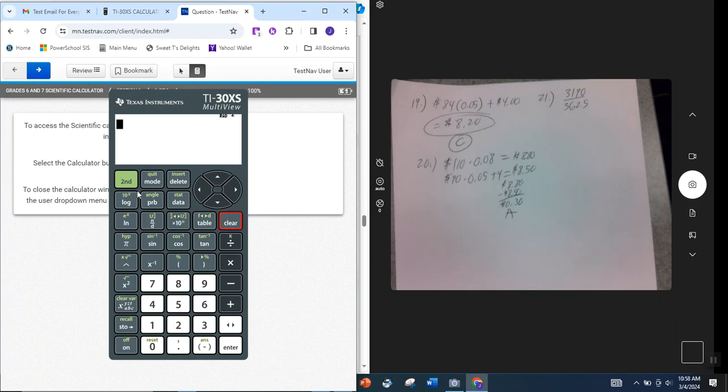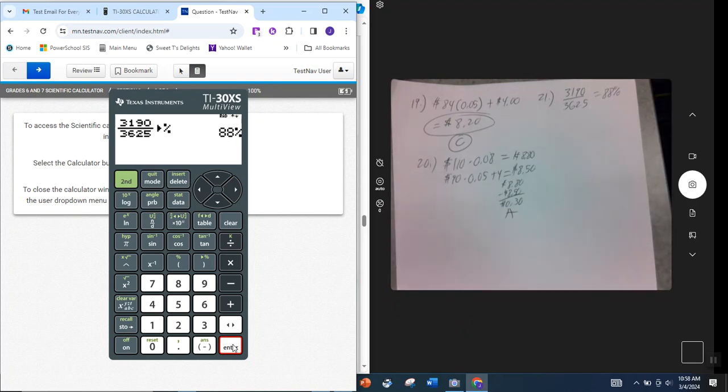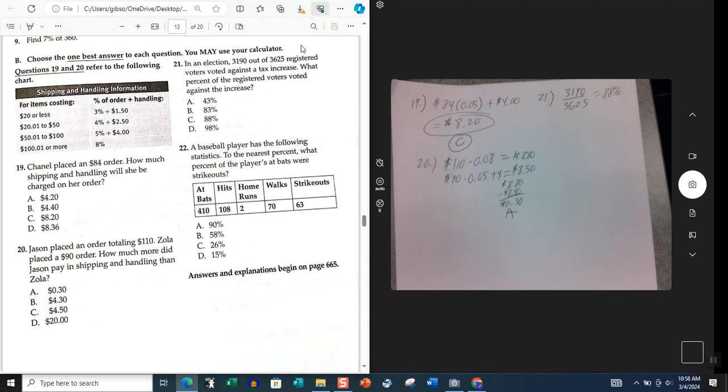First let's do a fraction. 3190, down arrow, 3625. Right arrow. Now remember, we want a percent, so we'll press second and this close parenthesis and press enter. So that'll be 88%. And 88%, which would be C.